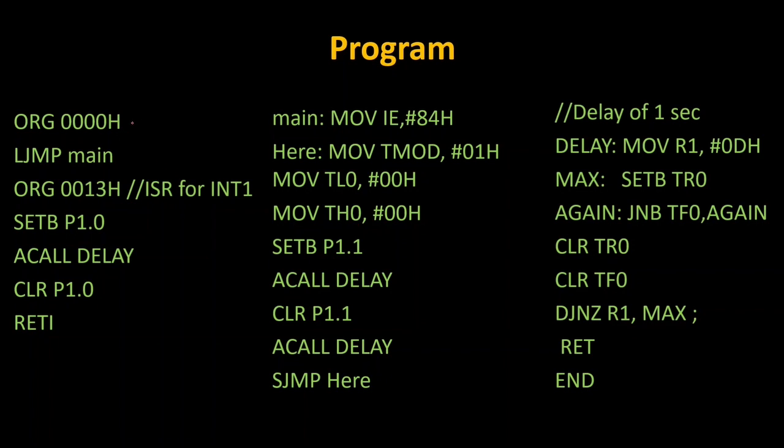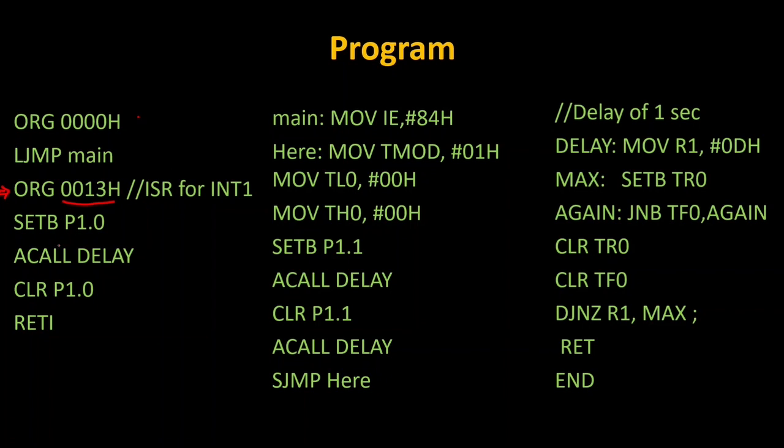So we will start with origin 000H where your program starts. Since we have an interrupt service routine, the ISR for interrupt 1 will start at 0013. We have seen our interrupt vector address, right? Which is going to be 0013. So that interrupt service routine should have its own origin, 0013, at which your interrupt service routine starts.